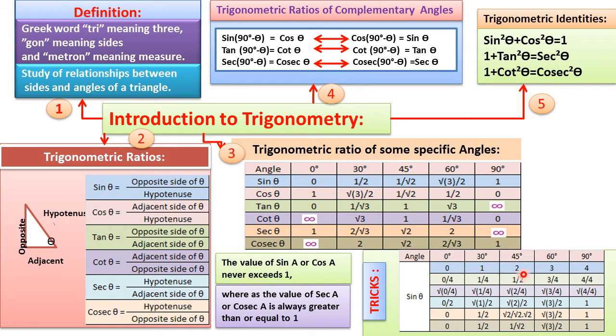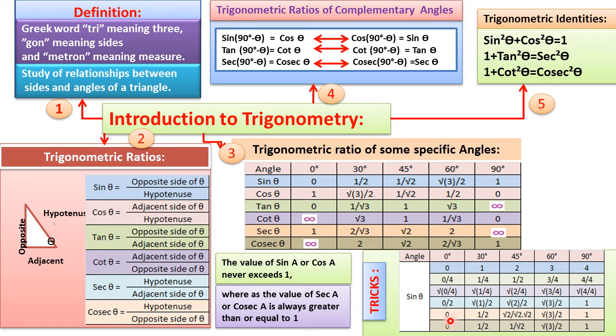Then divide all these 0, 1, 2, 3, 4 by 4. Then take the square root of these fractions. So square root of 0 by 4, square root of 1 by 4, square root of 2 by 4, square root of 3 by 4, square root of 4 by 4. That means taking the square root of numerator and denominator separately: square root of 0 is 0, square root of 4 is 2 here, square root of 1 divided by square root of 4 which is 2, square root of 2 divided by 2 here, square root of 3 divided by 2, and the square root of 4 by 4 is 1.